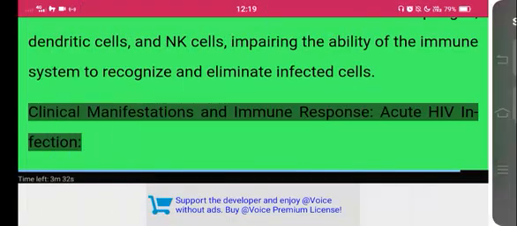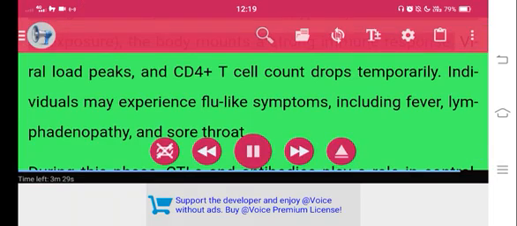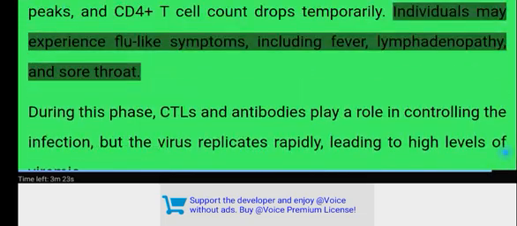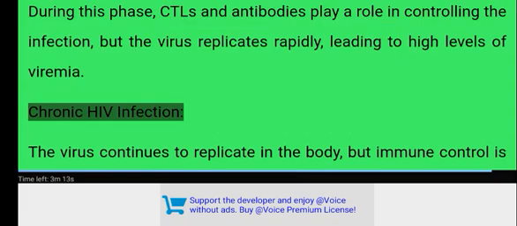Clinical manifestations and immune response. Acute HIV infection. During the acute phase of infection, typically within 2 to 4 weeks of exposure, the body mounts a strong immune response. Viral load peaks, and CD4 plus T cell count drops temporarily. Individuals may experience flu-like symptoms, including fever, lymphadenopathy, and sore throat. During this phase, CTLs and antibodies play a role in controlling the infection, but the virus replicates rapidly, leading to high levels of viremia.